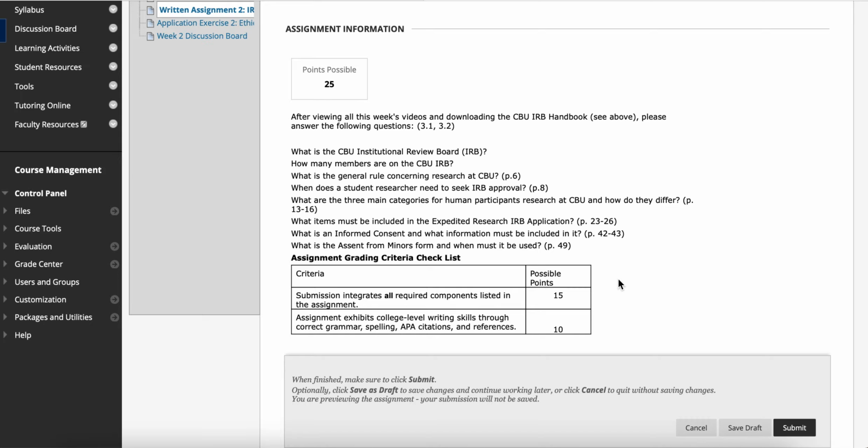So the grading rubric is there: 15 points for integrating all components, and then 10 points for writing at a college level through correct grammar, spelling, APA citations, and references. And once again, I am looking for depth. I don't expect multiple pages by any means for each one of these questions, but I want more than just "this is what it is."